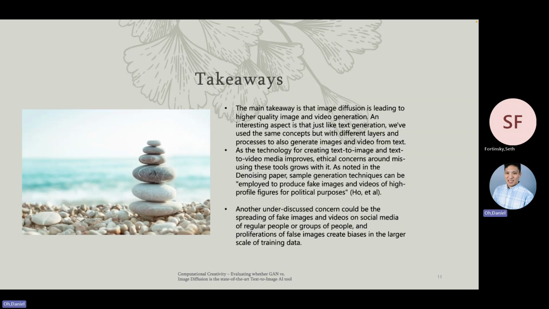So some of the main takeaways is that image diffusion is leading to higher quality image and video generation. Over time, it should improve just as text generation has also improved. And as text-to-image quality improves, so too do the ethical concerns, which researchers are certainly taking into account.